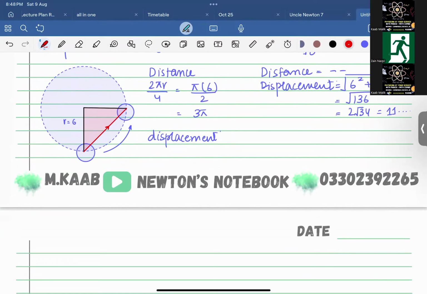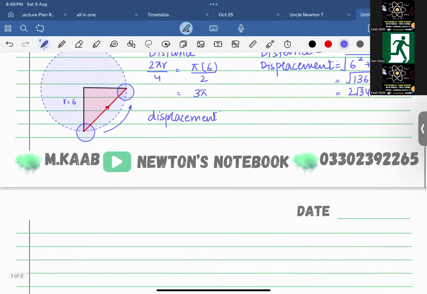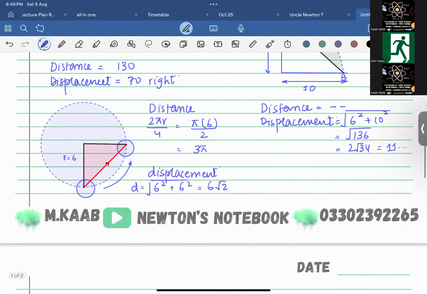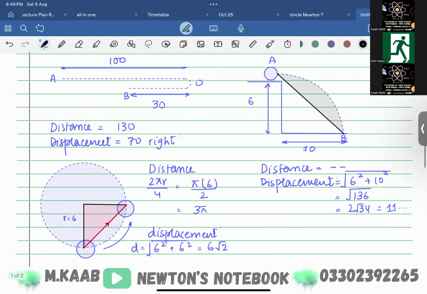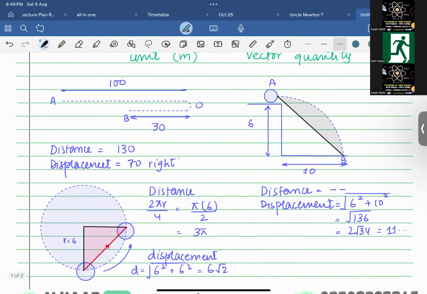So basically 6 squared plus 6 squared and the whole thing under root is equal to r, the displacement. So that is 36 plus 36, under root 72. If you solve under root 72, you'll get 6 root 2. So these are some concepts of distance and displacement, and you should know about them.